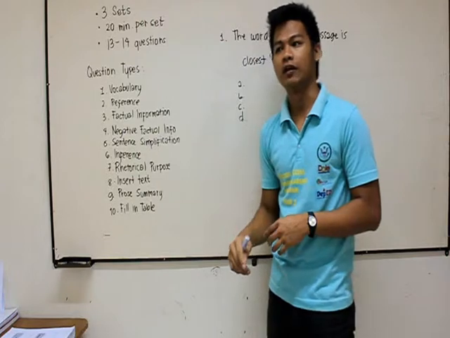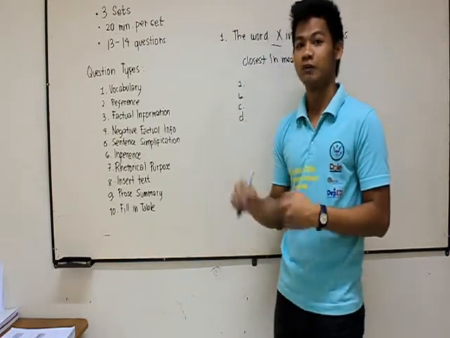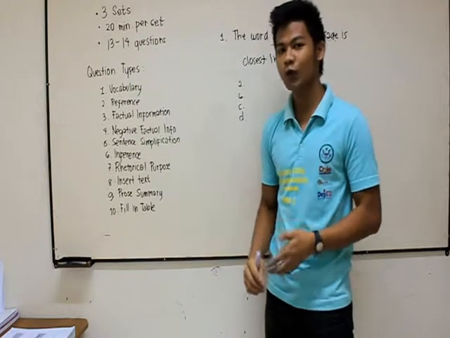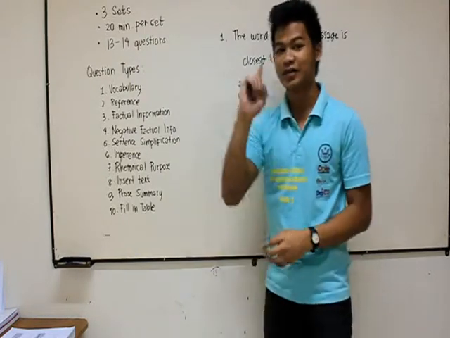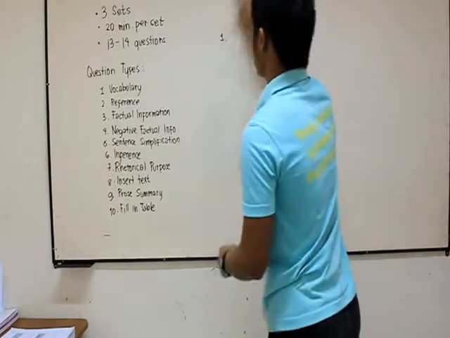Normally, there will be 4. The maximum number of vocabulary questions will be 4. The minimum will be 2. So if you know these vocabulary words, that's a bonus point for you. Okay, now let's go to reference.